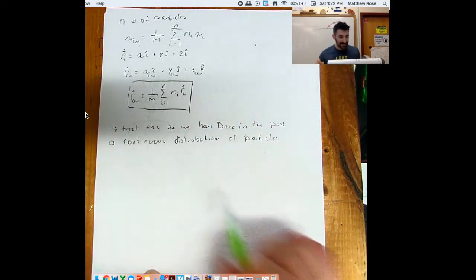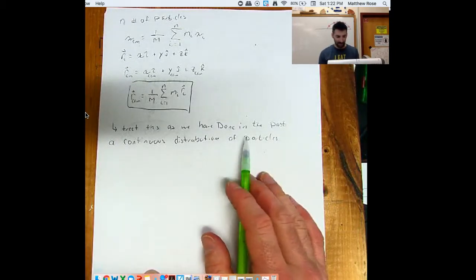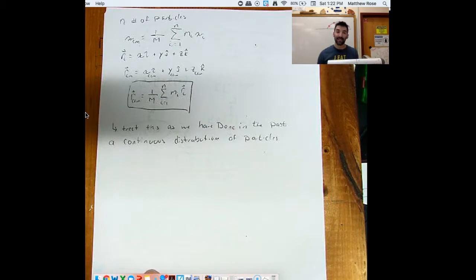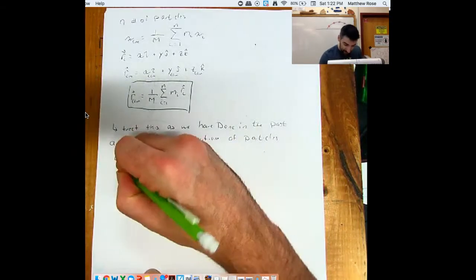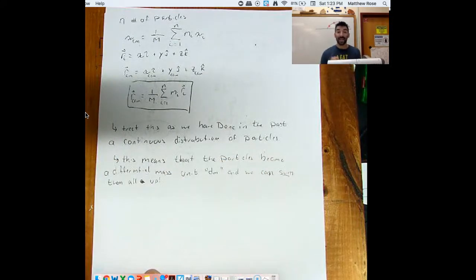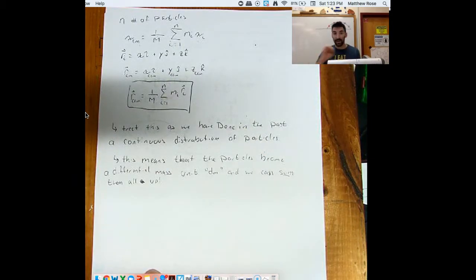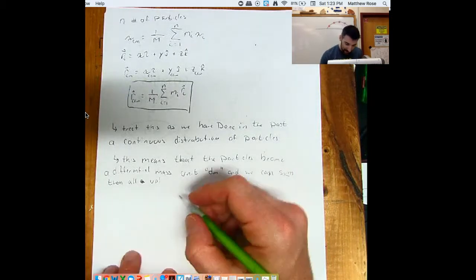as if I had a continuous distribution of particles. Well, what do I mean by continuous distribution of particles? That means I can have a differential particle unit, like a differential mass unit. We've done that before, like a very, very small mass unit of dm. So we can take that differential mass unit, that dm, and we're going to sum them all up. And as I say sum them all up, we're not going to take the simple summation sign. We're going to use some calculus. We're going to integrate every single one, or take an antiderivative.